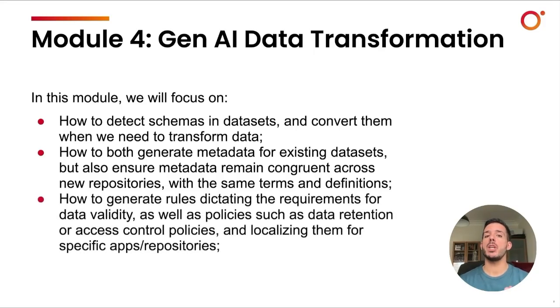Or for example, how to generate rules that dictate the requirements for data validity, as well as policies such as data retention policies or access control policies, and localizing these for specific apps or repositories. In other words, cascading down the general data validity rules or the general policies to specific repositories or specific applications to translate them into specific infrastructure, if you will, going from generic to practical.